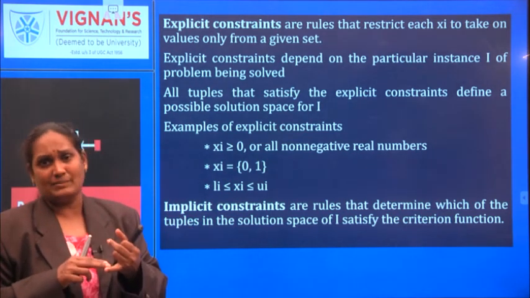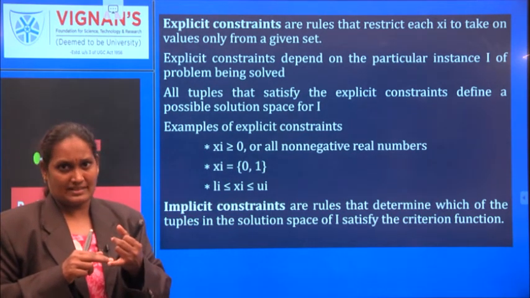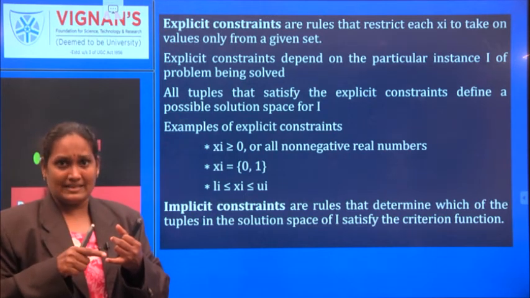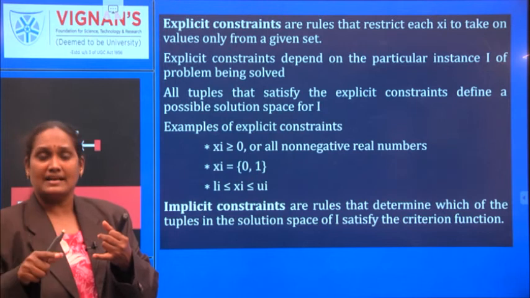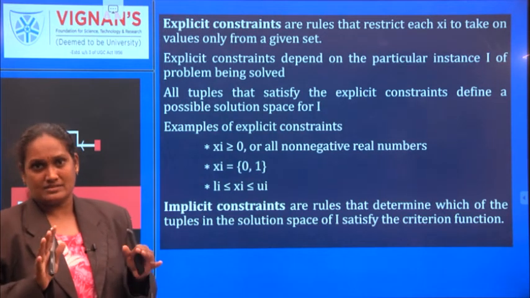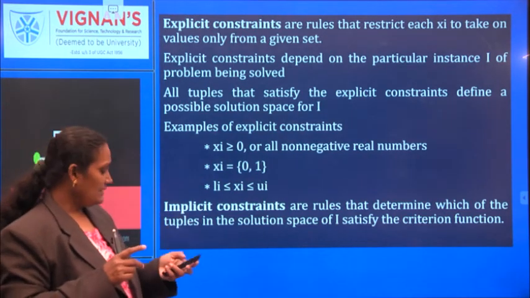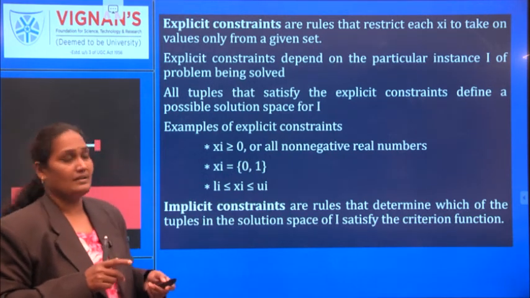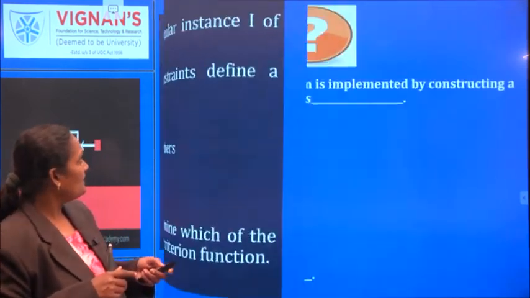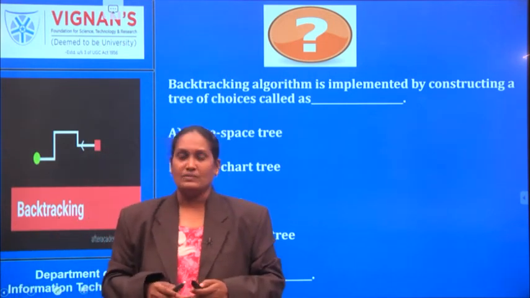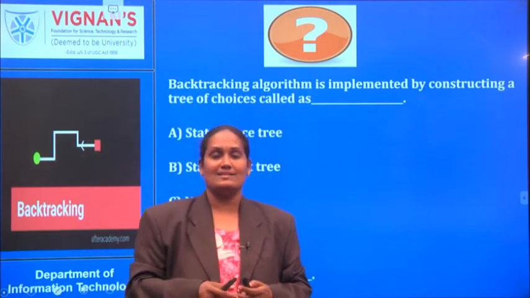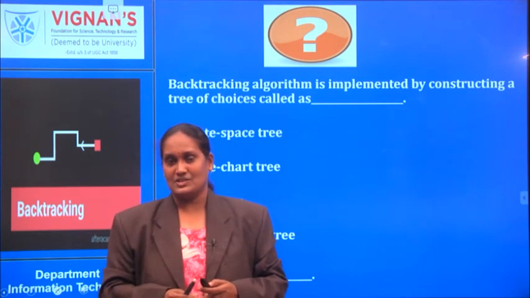The selection of xi is done by the explicit constraint. Whether the selected xi leads to a solution or not is decided by implicit constraints. So those are both the explicit and implicit constraints. I hope you all understood the general method of backtracking. Now I am going to summarize the concepts we explained in this session.